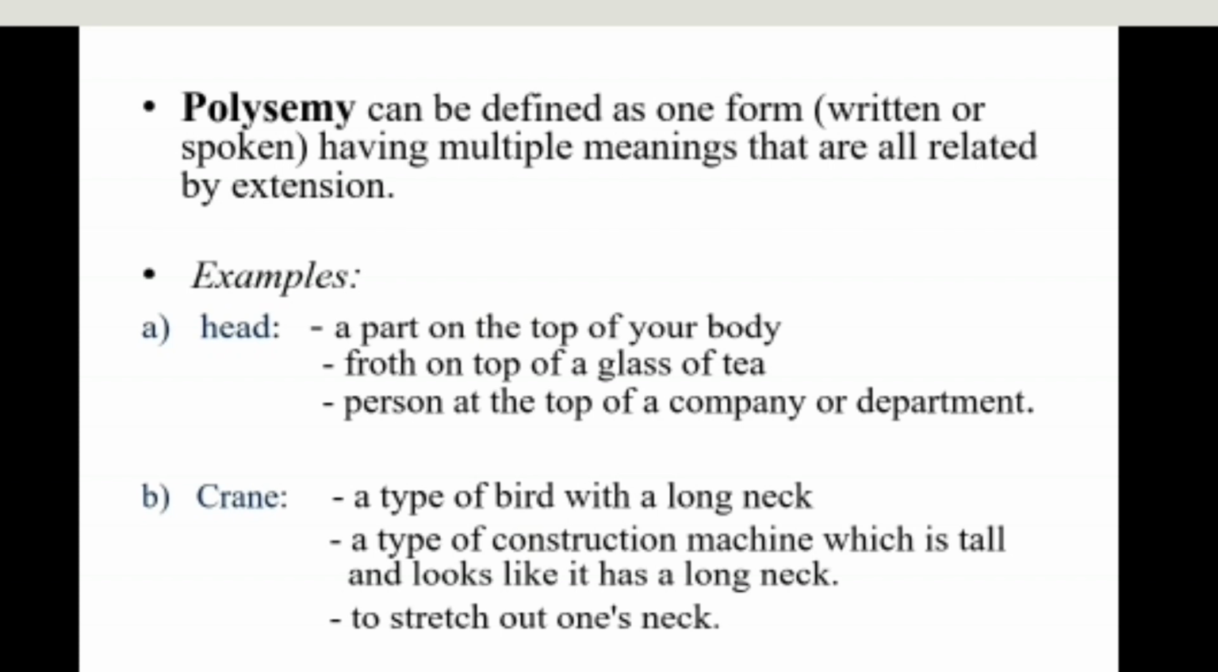And for example, we see the head of the department, like the chef. So if you see here, this word head has multiple meanings, and these meanings are related. Or for example, the word crane refers to a type of bird with a long neck, or a construction machine which is tall and looks as if it has a long neck, or as a verb it's used to refer to stretching out your neck.